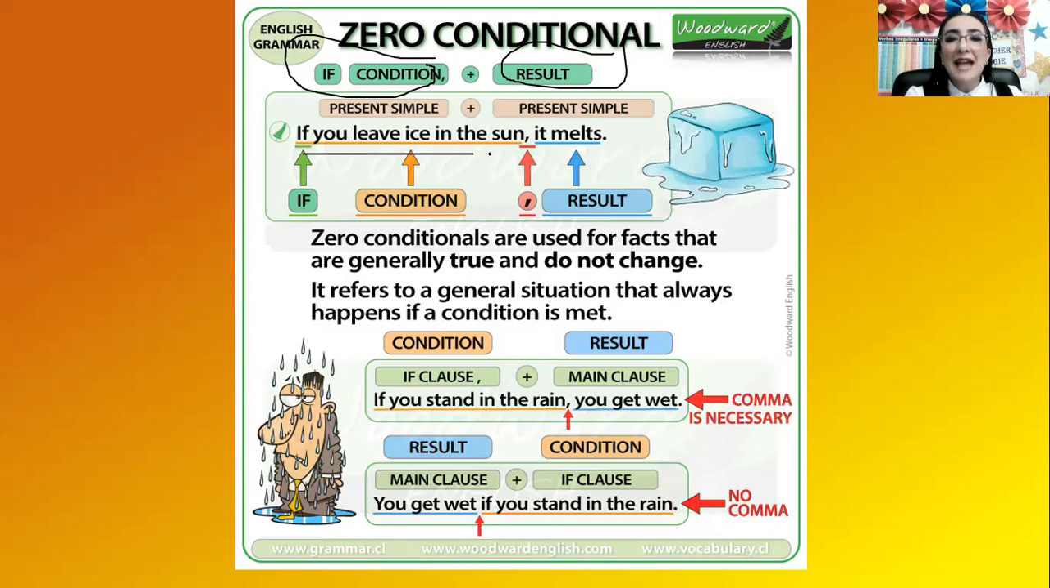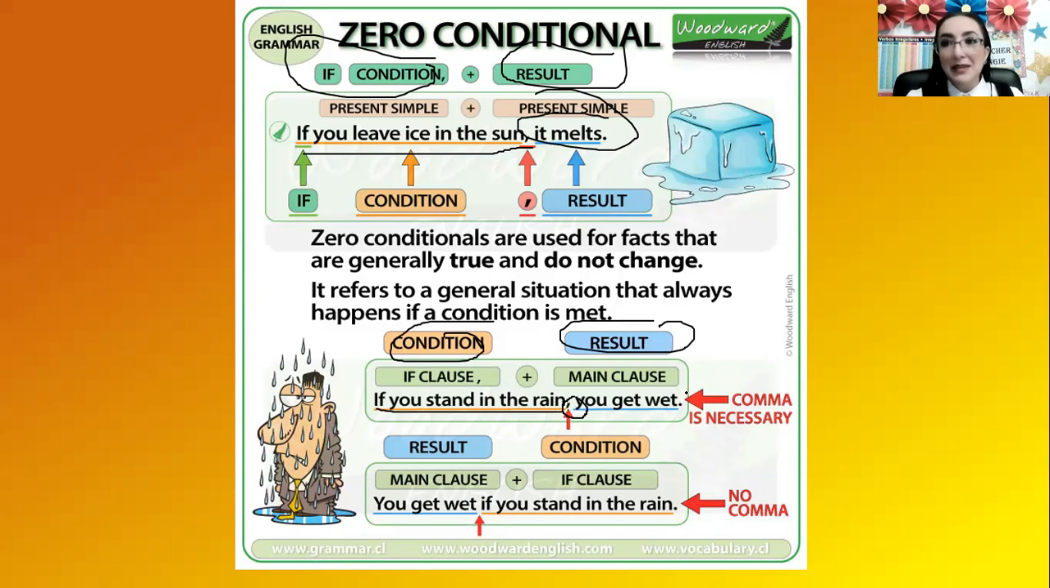If you leave ice in the sun, comma, it melts. The ice melts. Obviously, I need to mention my subject. The ice melts if you leave it in the sun. Okay, if you stand in the rain, you get wet. As I was telling you, your comma is necessary if I start with my condition and then with my result. Okay, if you stand in the rain, comma, you get wet.